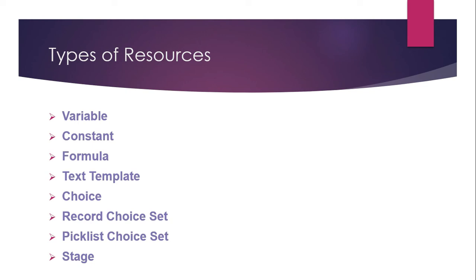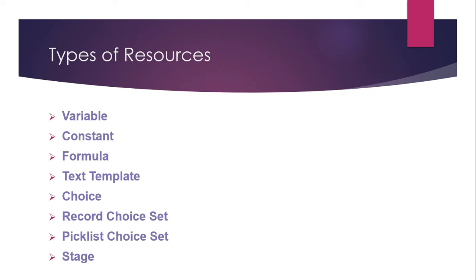Now we'll be jumping to variable. Variable means if the value of a resource can be changed during the flow, or if you need to reference a field from a Salesforce record, then you need to use a variable. Correct? There are many variables of different data types. Let's say text, record, number, currency, boolean, etc.